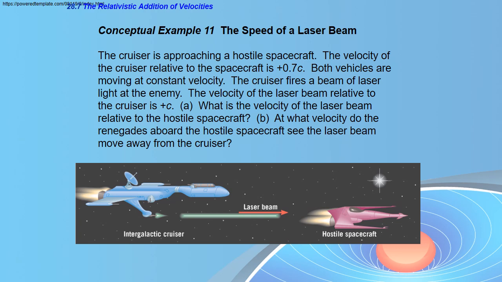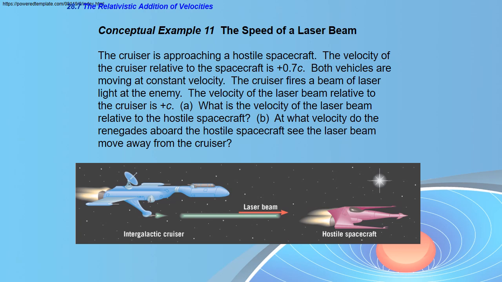Well, what is the velocity of light? And at what velocity do the renegades aboard the hostile spacecraft see the laser beam move away from the cruiser? Well, the speed of light, as I told you, is a constant. So even if you change your reference frame, the speed of light will stay the same. So the velocity of the laser beam relative to the hostile spacecraft will still be positive c.